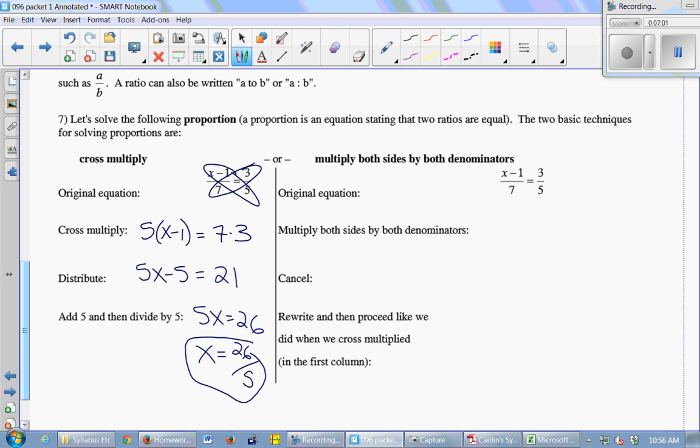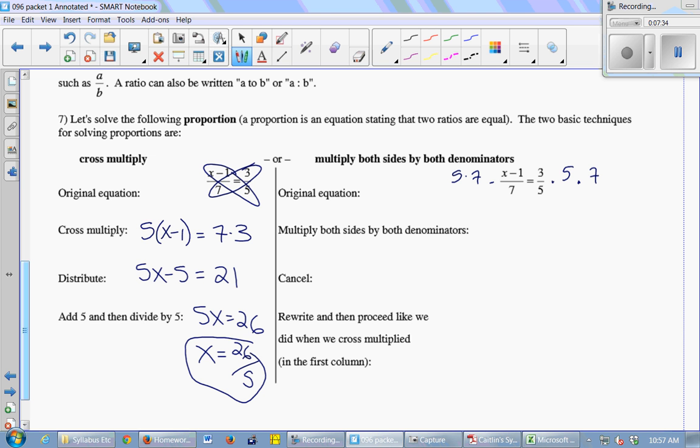Okay, now we're going to do another method where you multiply both sides of the equation by both denominators. Okay, so this is the one that might feel familiar if you took 095 here. Nope, I'm not adding them together. I'm just going to multiply both sides by both denominators. So the left side, I'm going to multiply both by 5 and by 7. And the right side, I'm going to multiply by 5 and by 7. Multiply both sides by both denominators.